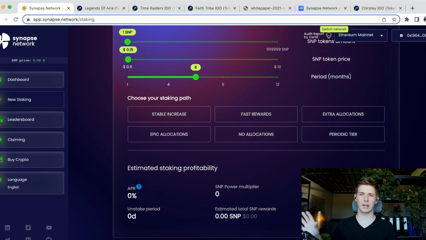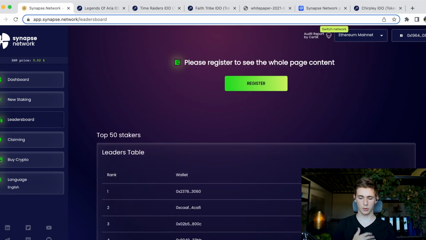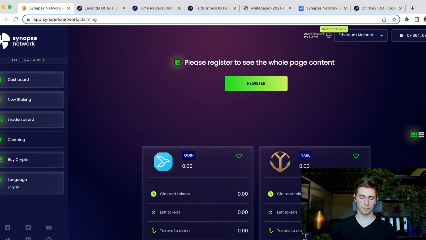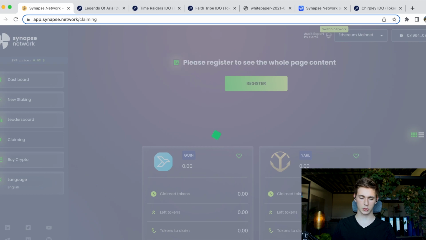So very simple. Again, first go over to one of the exchanges, get yourself the tokens, link your wallet, stake, and then find a project you would like to participate in. And just like that, you'll be able to do that. So quite simple overall, very good dashboard if you ask me. They even have leaderboards, just fun stuff to show the biggest wallets and all that. Here you have a special tab for claiming. They even have a special tab for buying crypto.